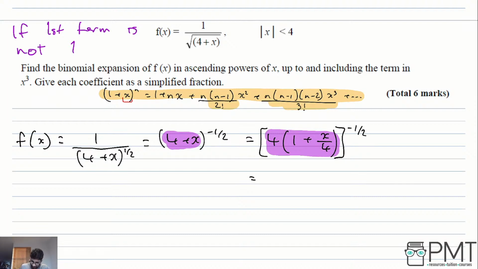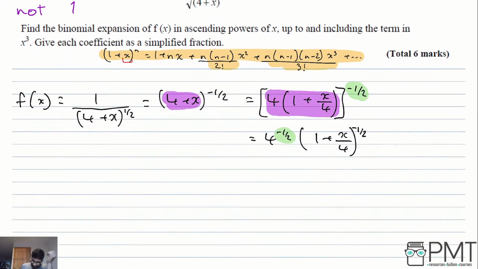You need to write that as 4 to the minus a half times 1 plus x over 4 to the minus a half. The key here is remembering that the power is for both of them. Usually students forget, that's not really visible. This is a very common mistake. This is only applied to the bracket. So make sure you remember that it's the power of the 4 as well.